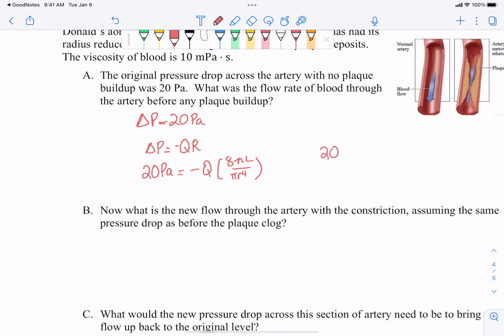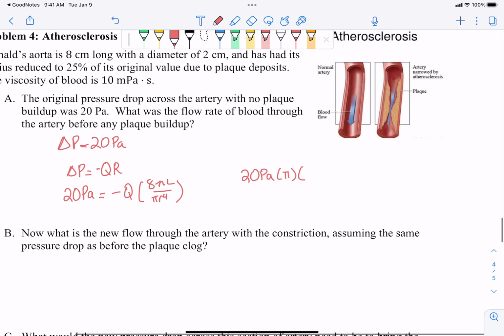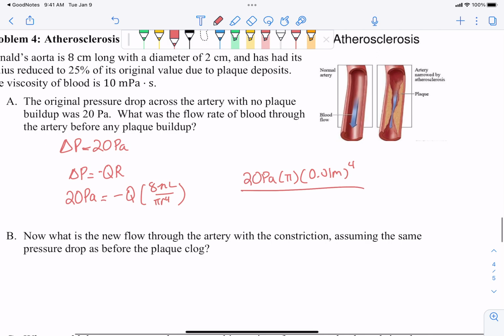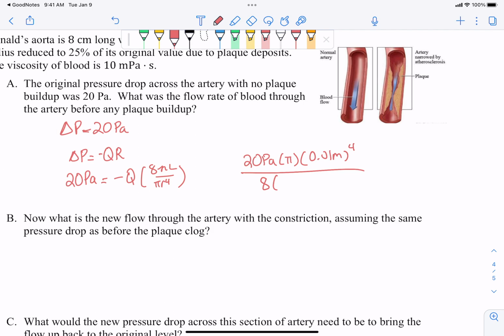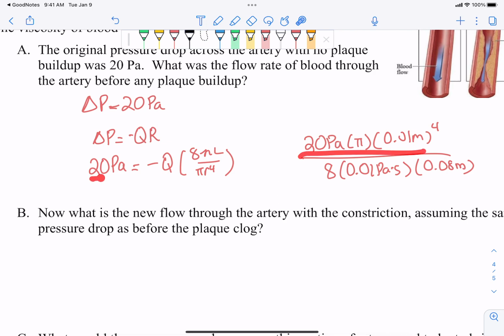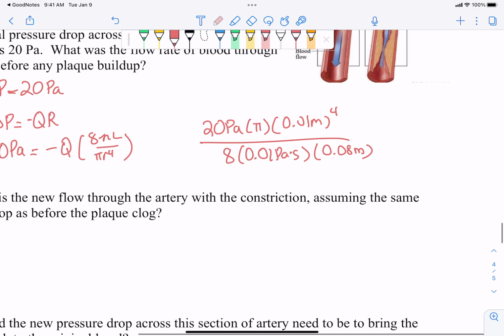And then rearrange things a little bit. So I have 20 pascals times pi times r to the 4th. And r was what? Diameter was 2 centimeters, so radius is 1 centimeter. So 0.01 meters to the 4th. And then divide by 8 times 10 millipascal seconds, which is 0.01 pascal seconds, right? And then times our length, 8 centimeters, so that's 0.08 meters. The way I got this was, I have 20 over here, so I need to figure out my Q. So I multiplied over pi r to the 4th, so I have that on top, and then divided by 8 times my viscosity times my length. And that should give me my Q there.